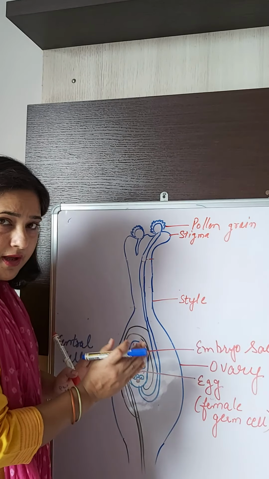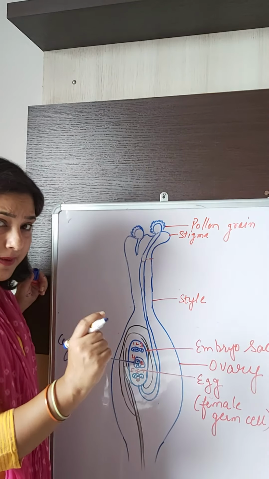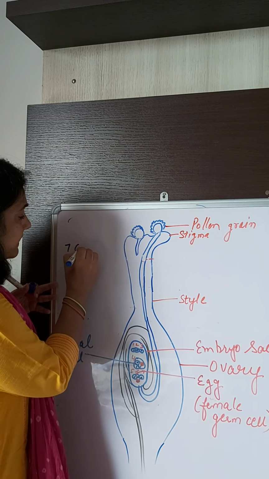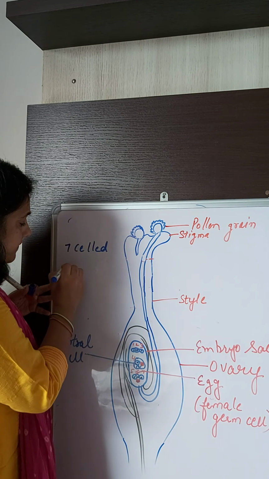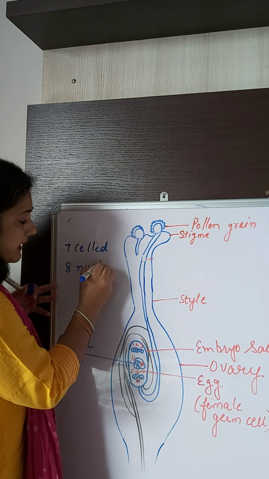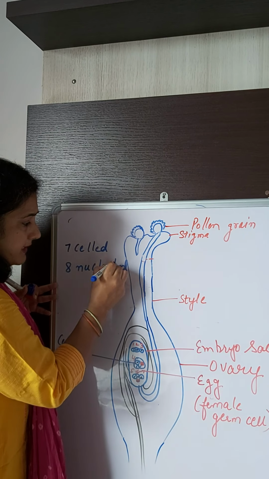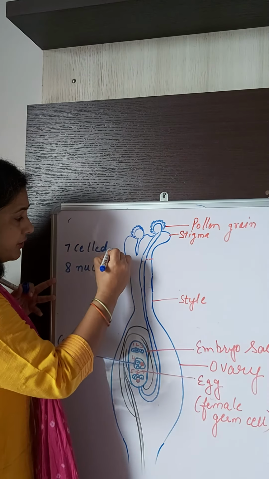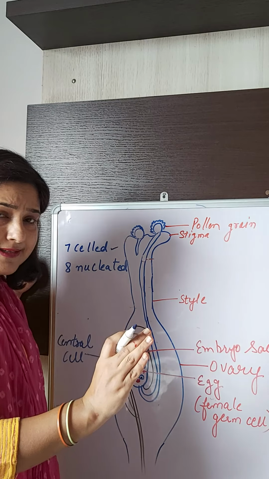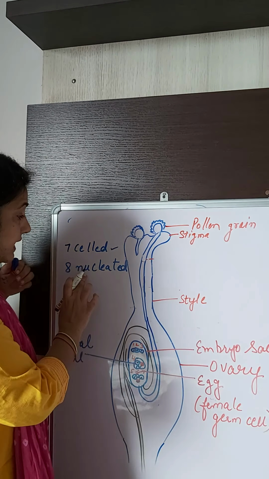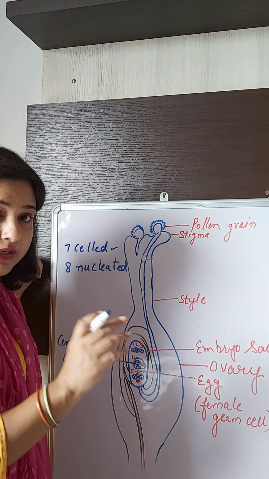Sexual reproduction in flowering plants has a specific condition which is called the 7-celled and 8-nucleated condition. That means in the embryo sac the condition is 7 cells. How many cells does it have? 7. And how many nuclei does it have? It has 8 nuclei. How?